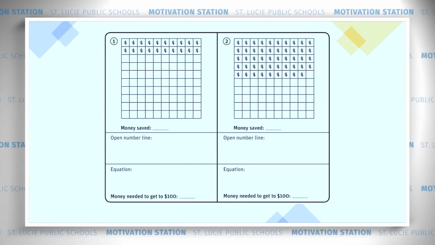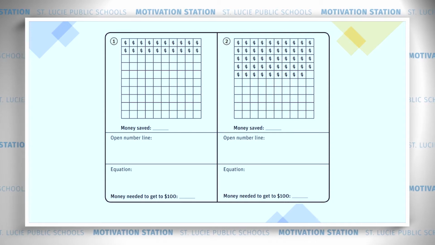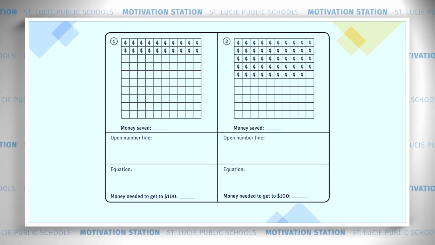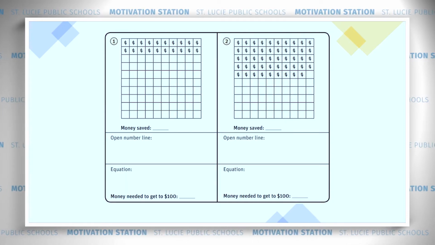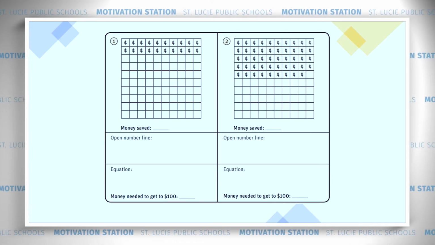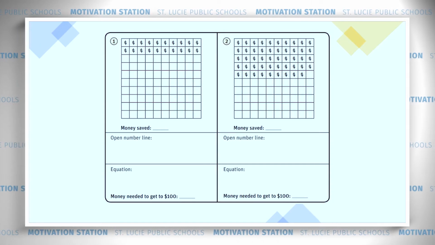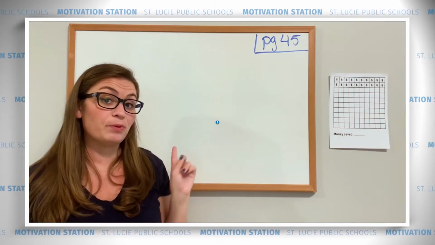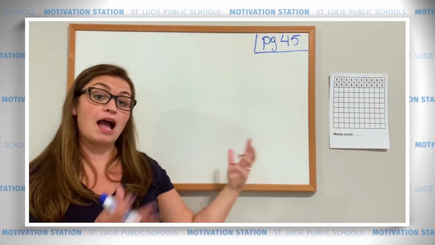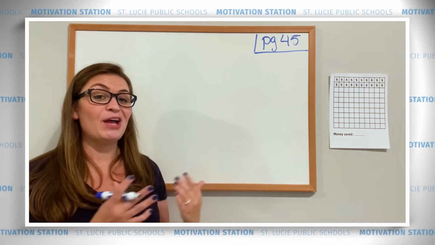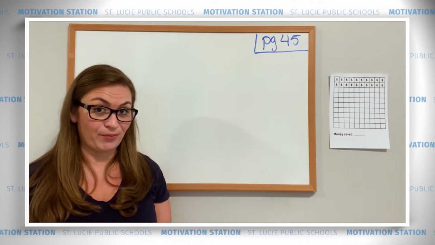Numbers 1 and 2 are on page 45. We will do these two together. You will do page 46 on your own later. So make sure you have your workspace book out and a pencil ready so that you can follow along. We're going to do the problems on page 45 together. I'm going to show it on my whiteboard here, and you're going to fill in the page as we go.